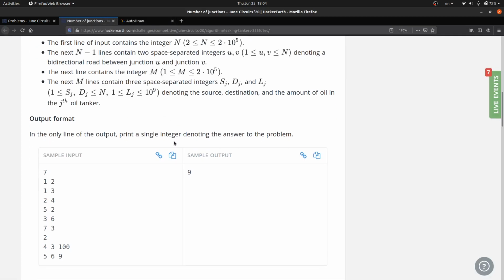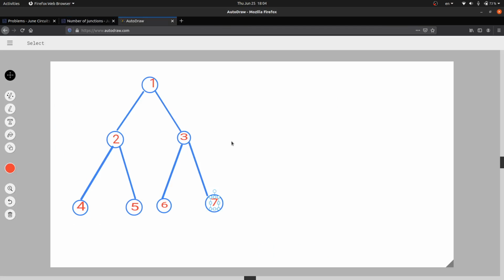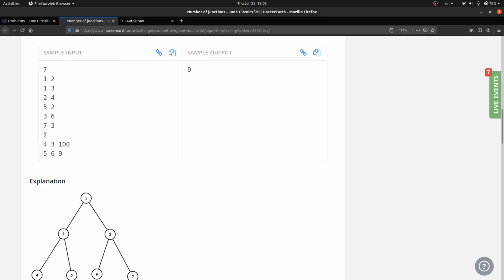this is an example test case that I have taken. You are given n junctions: 1 2 3 4, and in this case n is 7. So 1 2 3 4 5 6 7, these are 7 junctions. Now this is a tree, and then you are given the value of m. M is the number of oil tankers that will originate from a start and go to a destination, and they have an initial capacity of this many liters of oil.